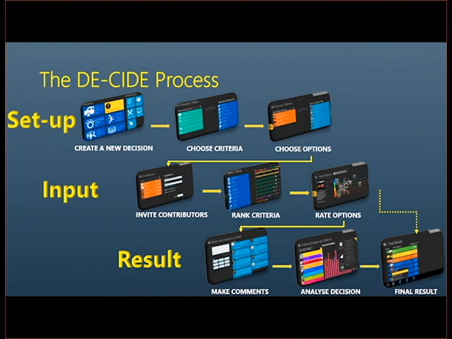So now you've seen the overview of a very simple process which allows you to make simpler, smarter decisions. It starts with the setup by deciding what is the decision you're going to make, what criteria do you want to choose from, and what options will you want to give consideration to. You then want to go ahead and set up the input from the stakeholders and the contributors that you think would be valuable. You invite them by email, and they can contribute either on the web or by downloading the app, and they rank the criteria, rate the options, and as a result, you now have the commentary and an extensive analysis of the decision to finally end up with a result that you can feel confident about. Smarter, shared decisions. That's what DE-CIDE does for you.